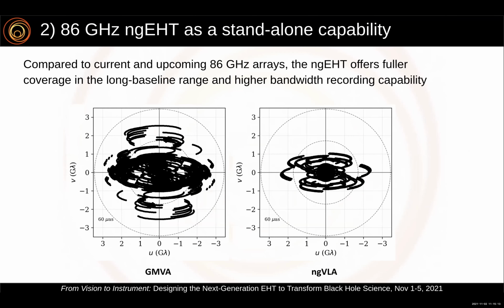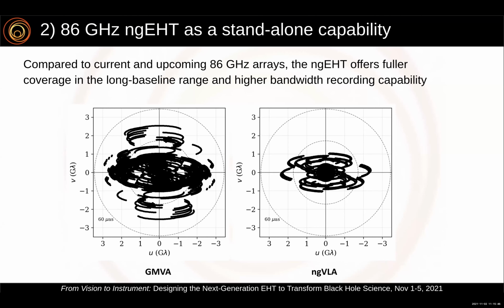Then, how does 86 gigahertz as a standalone capability compare with current and upcoming 86 gigahertz arrays? Here we did 2 comparisons, one with the current Global Millimeter VLBI Array, which operates at a bandwidth of 4 gigabits per second that is currently limited by the bandwidth of the VLBA and other NRO facilities. But then the future big NRAO project, of course, the NGVLA, which has really high bandwidth, but because it is a lower frequency array, its coverage is limited.